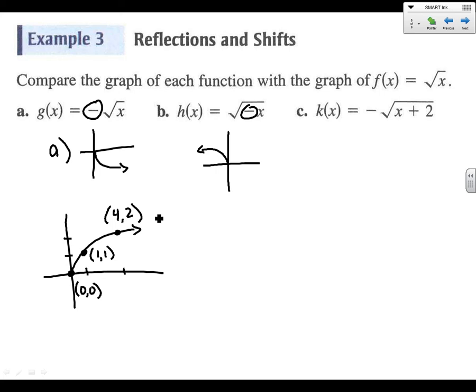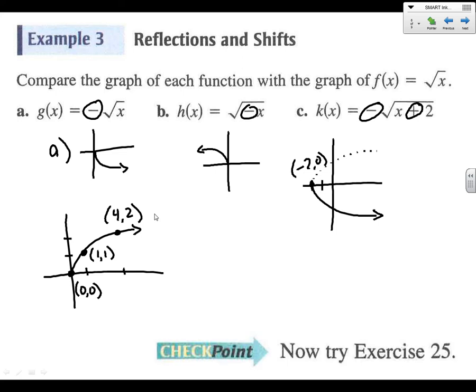And then C, we've got a couple things going on. We're going to always do our translations first and then our reflections. So on this one, first we're going to look at the shift, left 2. Normally, it would look like that, but I'm flipped horizontal, or vertically, sorry, so we're going to be like that. Starting over here at negative 2, 0, and then flipped vertically, so I'm going down. Use that information. See if you can try exercise 25.